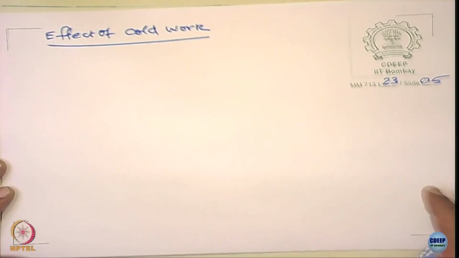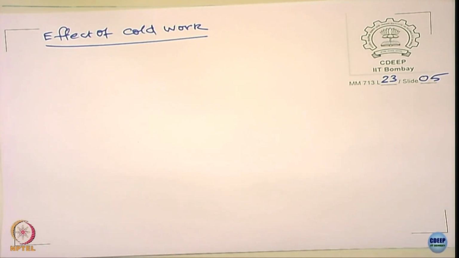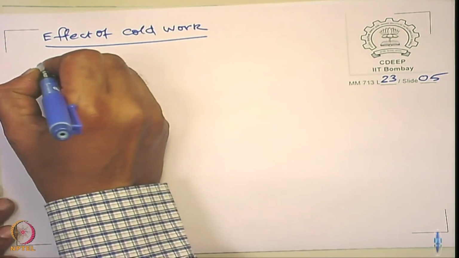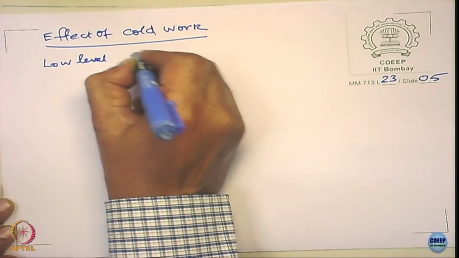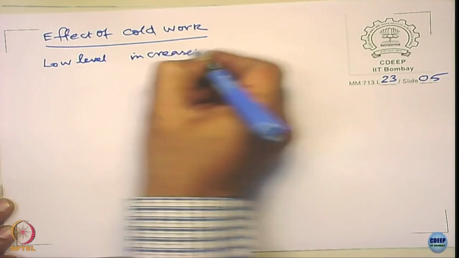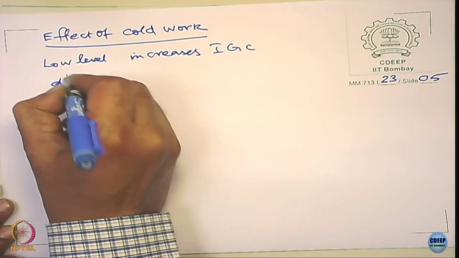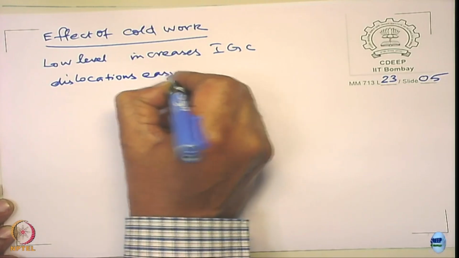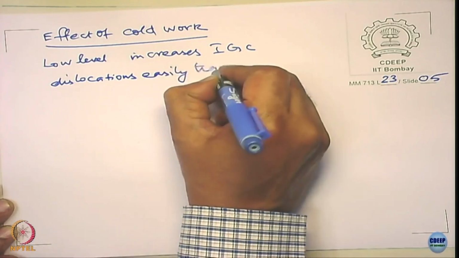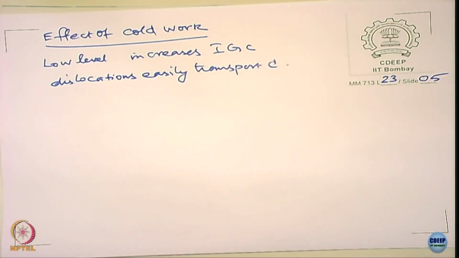Effect of cold work. When you do cold working, what happens to the material? It creates dislocations, right. So cold work at a low level increases IGC because dislocations easily transport carbon, actually, right, easily transport carbon.